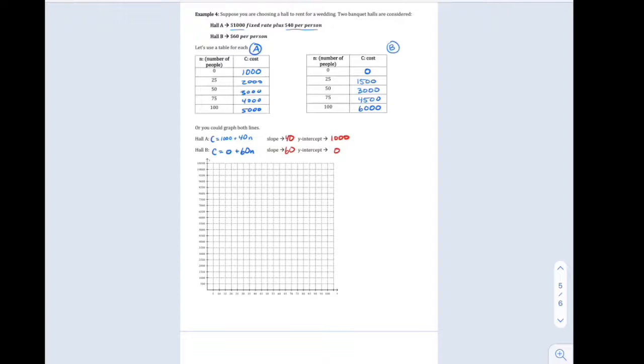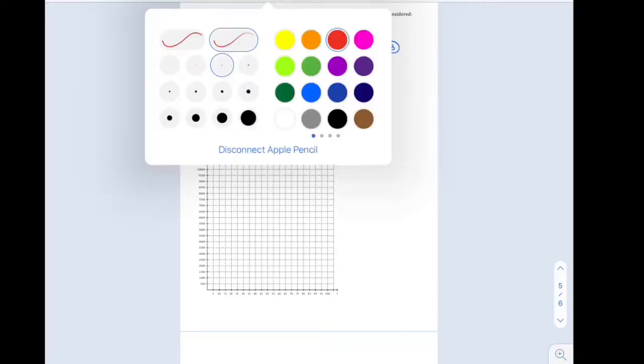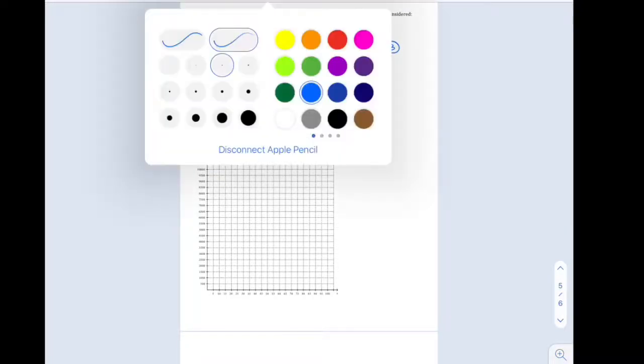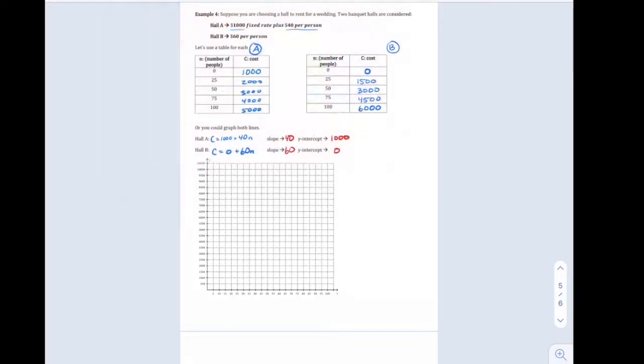What I can do is plot the points, 0 and 1,000, 25 and 2,000, and so on. Or I can use the slope and y-intercept in order to graph it. In this case, because we use the slope and y-intercept above, what I'm going to do is use the points that we have from our table. So I'll use red for this one over here. Actually, no, not red because we used it already. I'll use purple for the one over here. That's Hall A. So it has 0 people and 1,000.